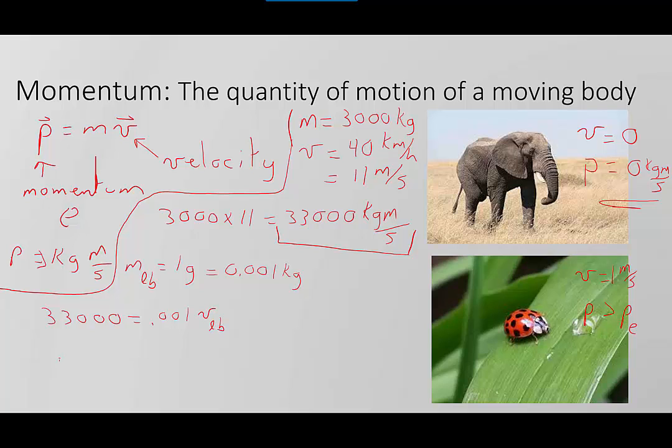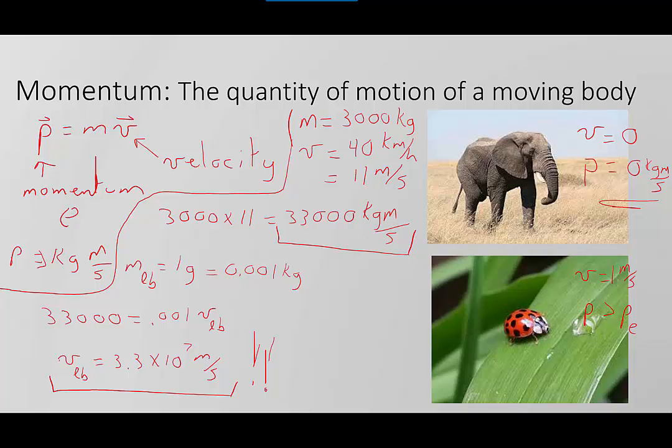This is not looking good for our poor ladybug. The ladybug would have to have a speed of 3.3 times 10 to the 7th meters per second. That's almost the speed of light. That's craziness.